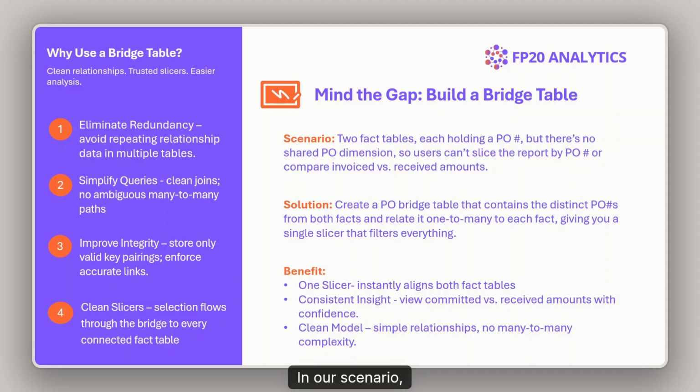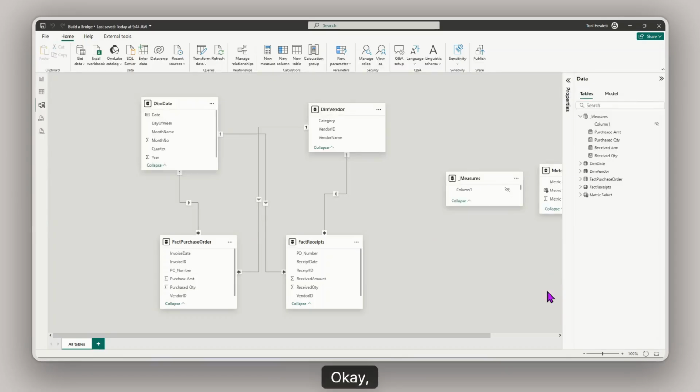In our scenario, I was working with a client with field parameters. And the challenge became that when I was switching between field parameters, the PO number would start to show repeating values. So we're going to take a look in Power BI and see how we can solve this. So let's jump in.